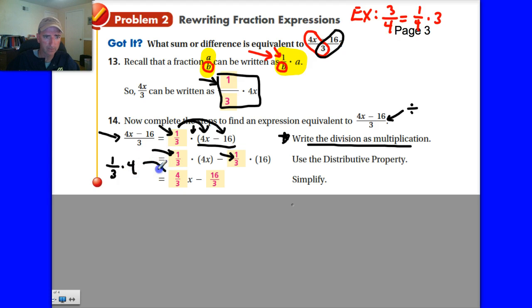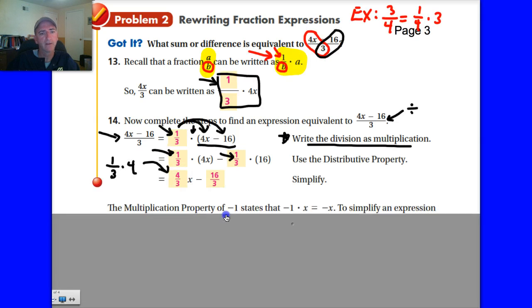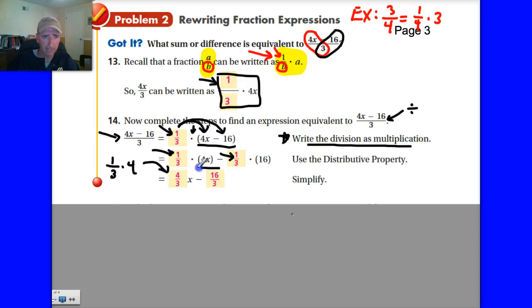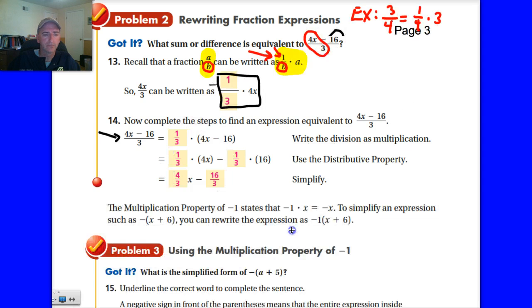Okay, well 1/3 times 4 is 4/3. So you have 4/3 times x and 16/3 right there. Now at this point, you can just leave that as your answer. I believe those are irrational values, so just leave it as a fraction right there. Make sure it's reduced or simplified completely.